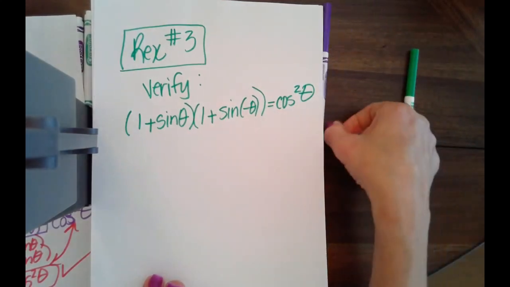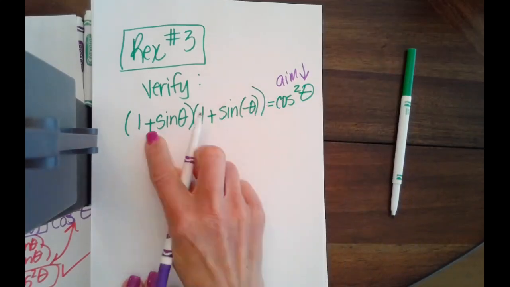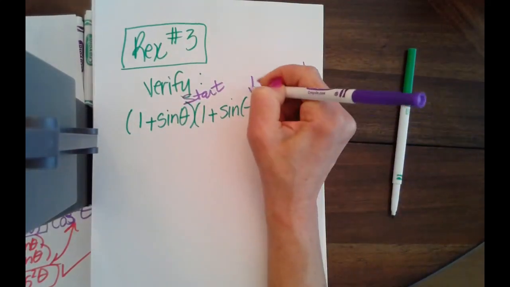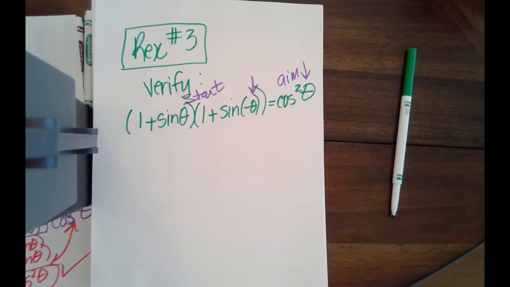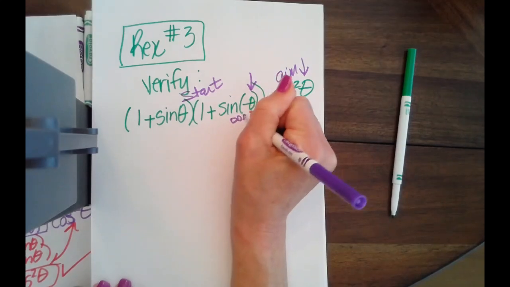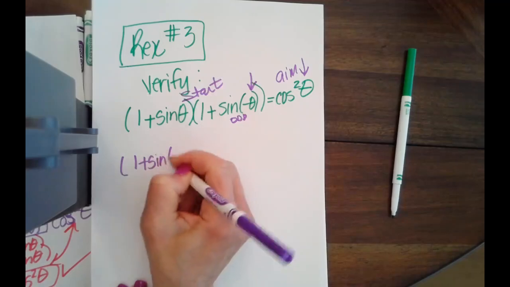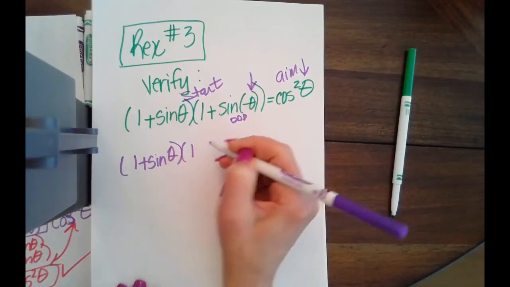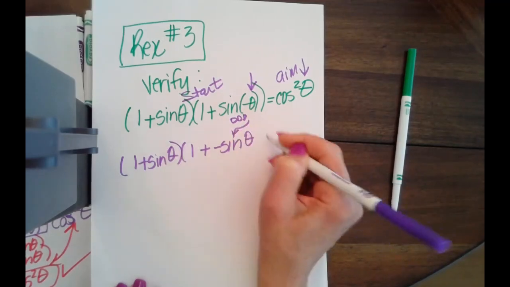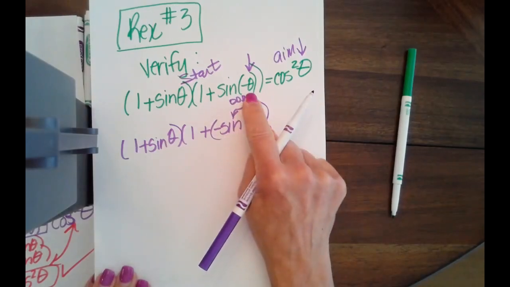Clearly, this is the side we're going to start with. First thing you recognize, you've got a negative theta embedded into a sine function. Well, this is an odd function, so it's going to have an effect on this. We're going to rewrite it. 1 plus sine of theta stays put. This is now 1 plus negative sine of theta, because that's the result of an odd function. So sine of negative theta gives us a value of negative sine of theta.